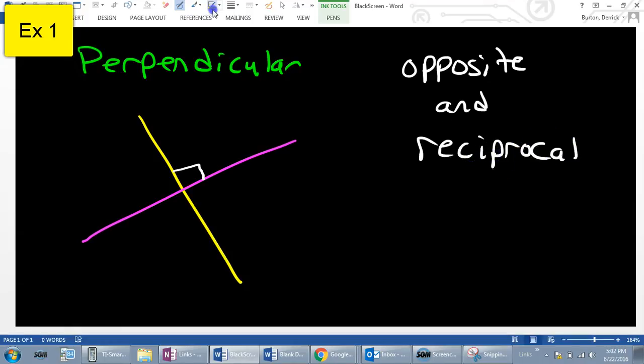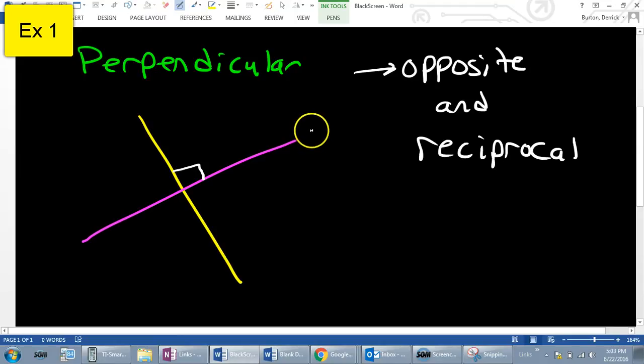Okay, that means, for example, if the pink line had a slope of 2/3, first of all, the yellow line would have a slope that involved 3/2. That's the reciprocal part, right? 2/3, 3/2, just turn it upside down. But also, when I say opposite, I mean one of them is going to be positive and one will be negative. So if one slope is positive 2/3, the other slope will be negative 3/2. Okay, a couple more examples.